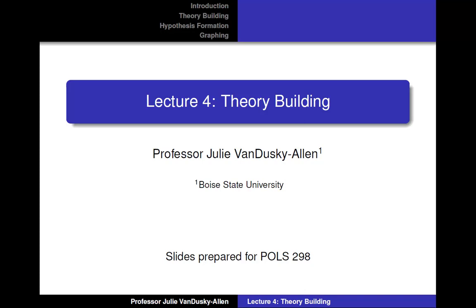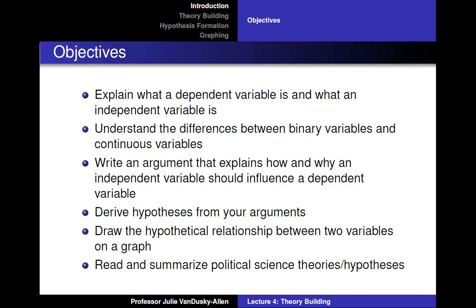This is lecture 4, theory building. By the end of this lecture, you should be able to explain what a dependent variable is and what an independent variable is, understand the differences between binary variables and continuous variables, write an argument that explains how and why an independent variable should influence a dependent variable, derive hypotheses from your arguments, draw the hypothetical relationship between two variables on a graph, and read and summarize political science theories.